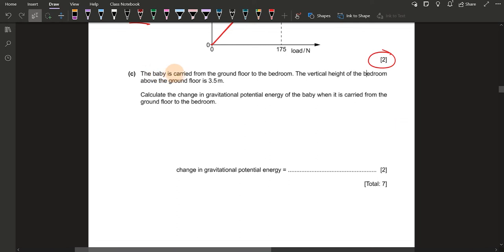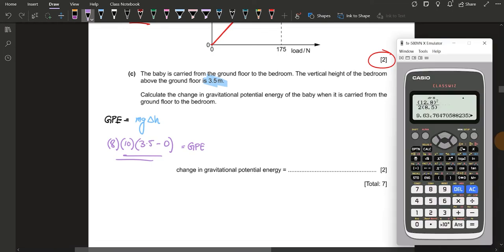Part C says that the baby is carried from the ground floor to the bedroom. The vertical height of the bedroom above the ground is 3.5. Calculate the change in gravitational potential energy of the baby when it is carried from the ground floor to the bedroom. So we know the formula of gravitational potential energy, which is GPE, and that formula is mg into change in height. So we have mass, which is 8 of the baby, and then gravitational constant is 10, and then change in height will be final, which is 3.5 minus initial, which is 0, and we multiply them together to get our GPE, which is change in gravitational potential energy.